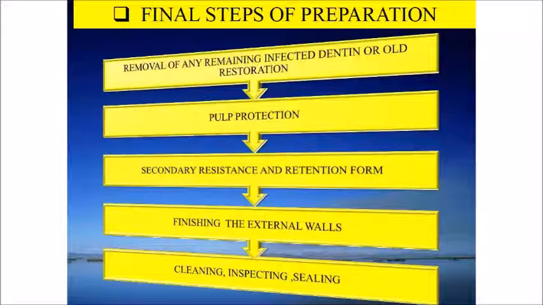First one is the removal of any remaining infected dentin or old restoration. Then we have to think of pulp protection. Then the secondary resistance and retention features or forms. At last, finishing the external walls, and cleaning, inspecting, and sealing.